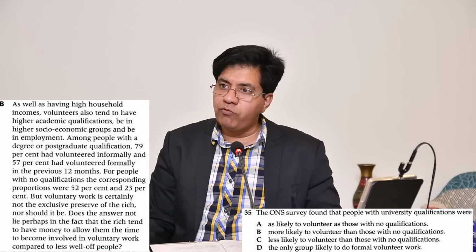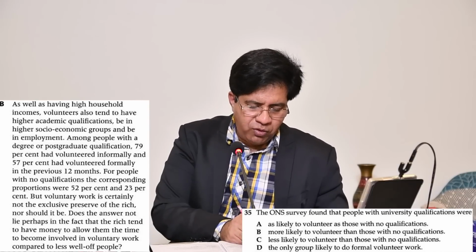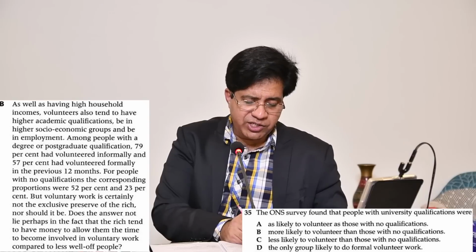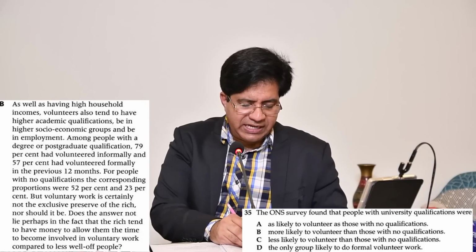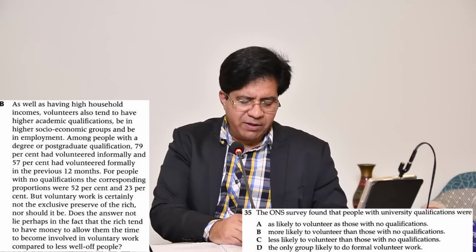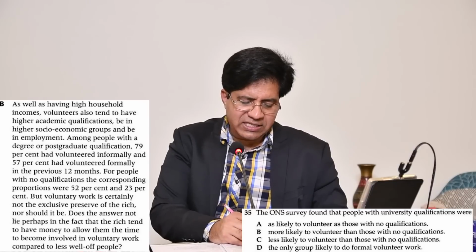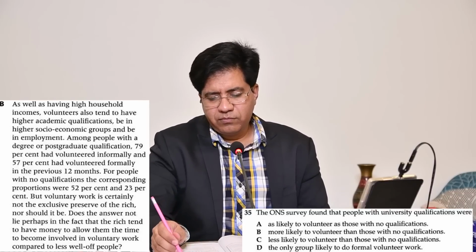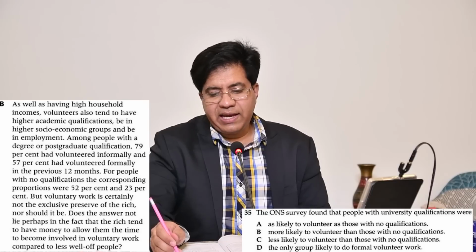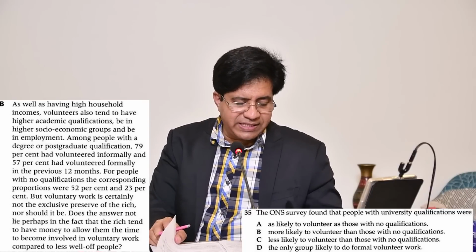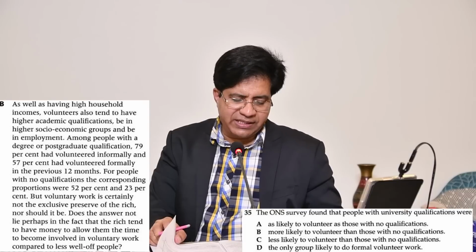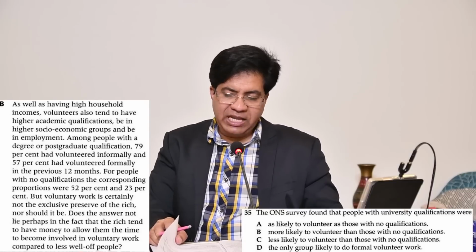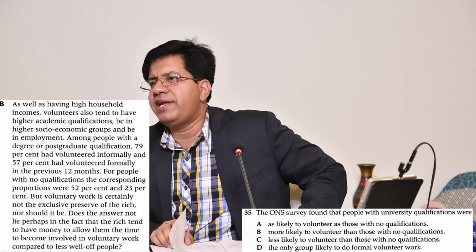So people with no qualification, it was 52 and where will 52 go? It's a very technical question. 52 will go with 79% that was informally, and where will 23 go? 57% had volunteered formally. Now let's see what the answer will be. Will it be less likely or more likely? More likely. Why more likely? Because they are 79%. Or with no education, they are 52%. And informally, 57 and 23. This is a very technical question.